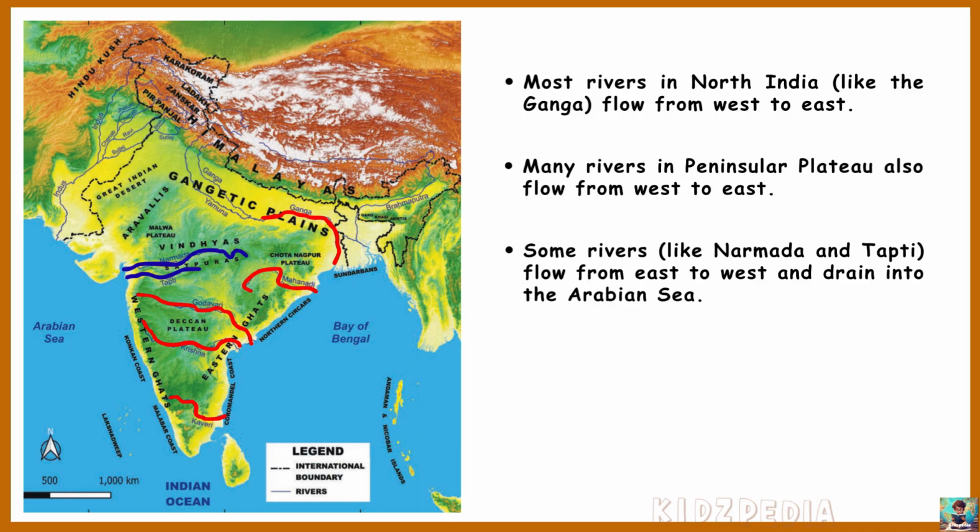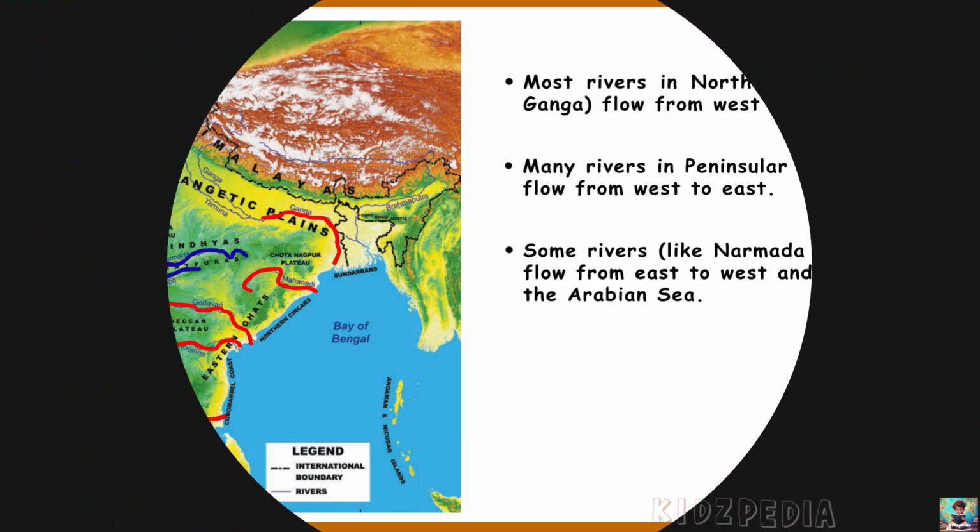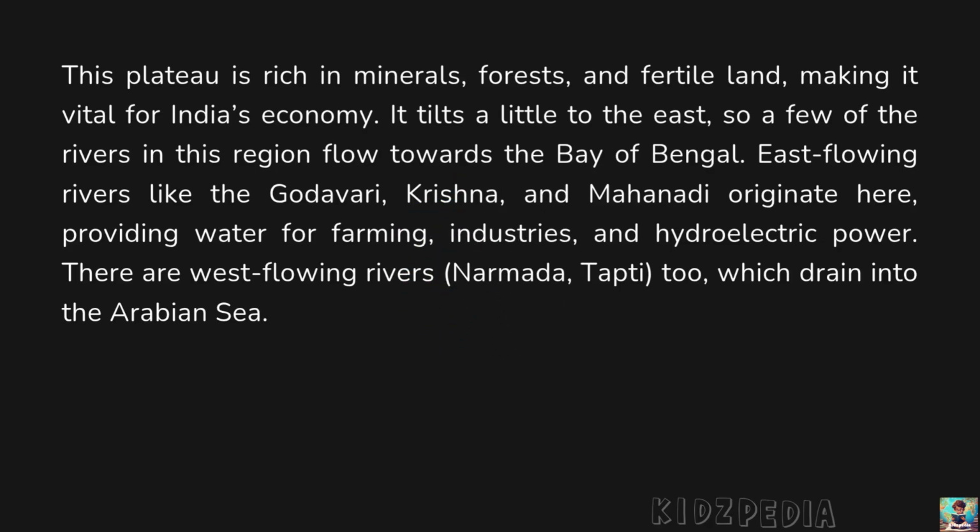Most rivers in India flow towards the east, while a few flow towards the west depending on the slope of the land. This plateau is rich in minerals, forests and fertile land, making it vital for India's economy. It tilts a little to the east, so a few of the rivers in this region flow towards the Bay of Bengal. East-flowing rivers like the Godavari, Krishna and Mahanadi originate here, providing water for farming, industries and hydroelectric power.